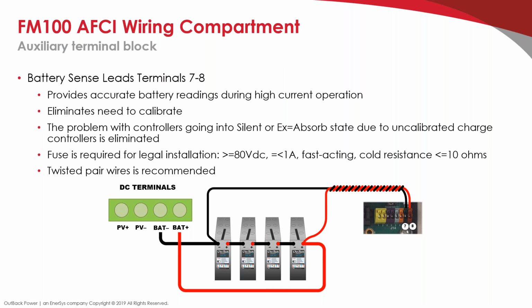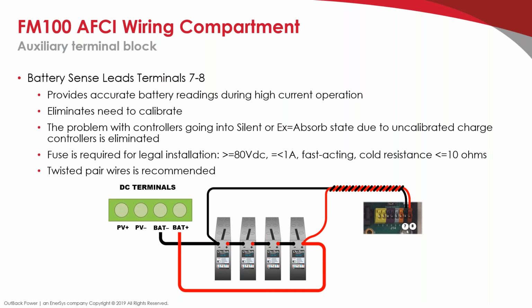Now, this does require a fuse. In most jurisdictions, it will require a fuse. So that's going to be less than 1 amp, fast-acting, cold-resistant fuse. And we recommend a twisted wire pair, just to avoid any interference from nearby AC sources, etc. That twisted wire pair is always the best way to do it. But this can be very helpful for super highly accurate installation.